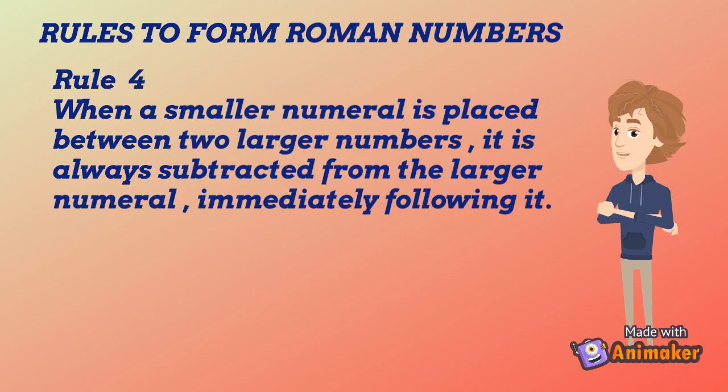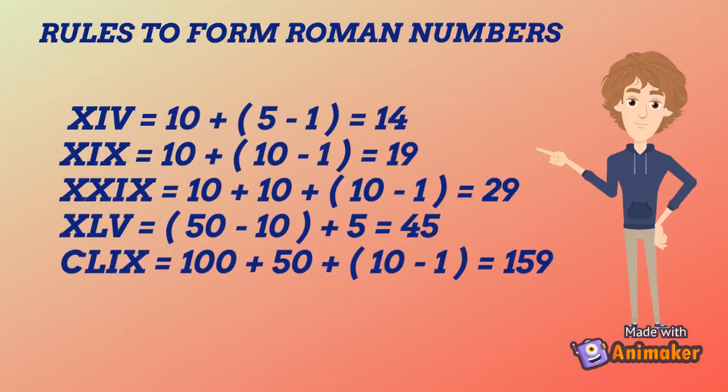Rule 4. When a smaller numeral is placed between two larger numerals, it is always subtracted from the larger numeral immediately following it. For example, XIV equals 10 plus 5 minus 1 equals 14. XIX equals 10 plus 10 minus 1 equals 19. XXIX equals 10 plus 10 plus 10 minus 1 equals 29. XLV equals 50 minus 10 plus 5 equals 45. CLIX equals 100 plus 50 plus 10 minus 1 equals 159.